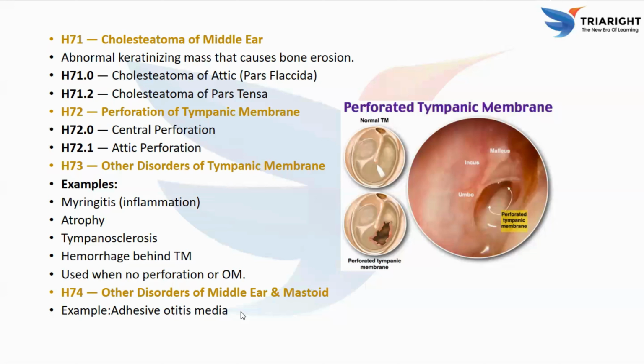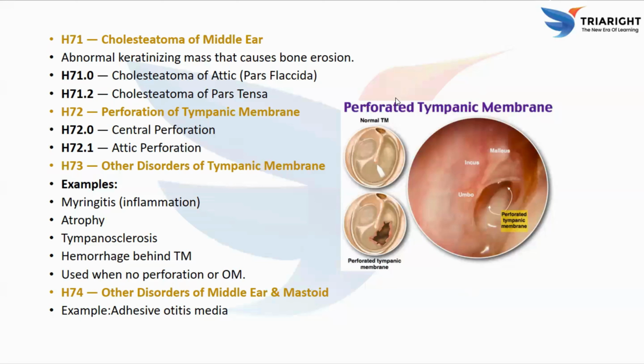A perforation in the upper part, which is called the pars flaccida, right? These attic perforations are highly associated with cholesteatoma because keratin can accumulate through the attic defect. On the right side you can see the picture of the tympanic membrane, which is perforated, and this is the normal tympanic membrane, and this is a perforated tympanic membrane.